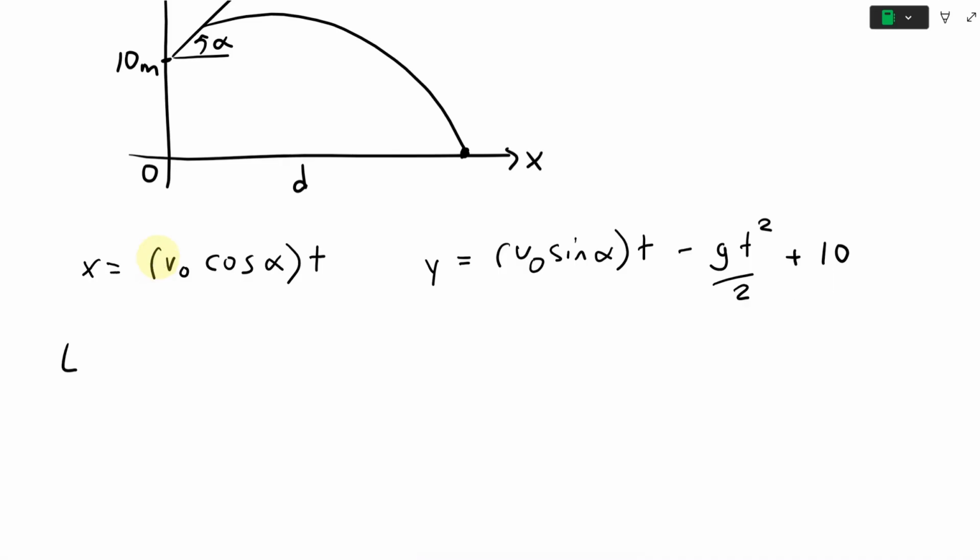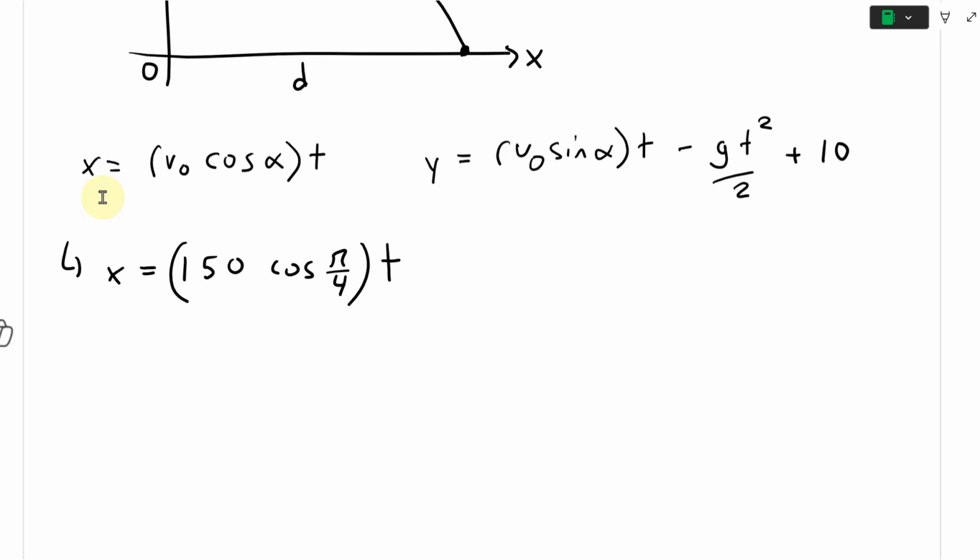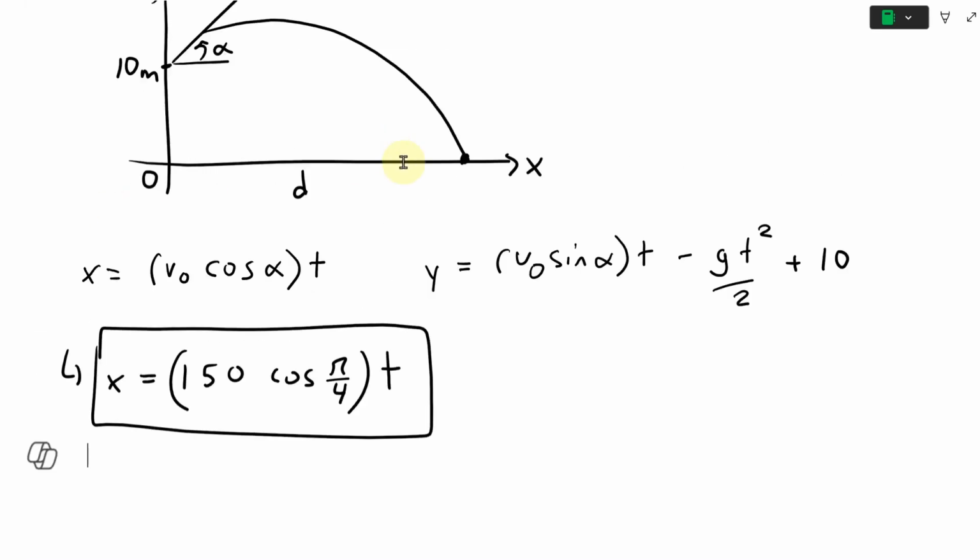And now for the x one, we know v naught is equal to 150 meters per second, and then cosine alpha, cosine pi over 4, times t. All right, so this is what we have for x. We need to solve for x, but there's a t there, so we need to know what t is.